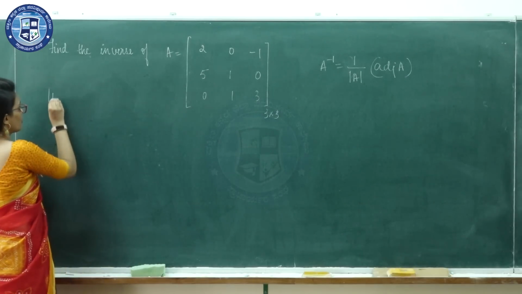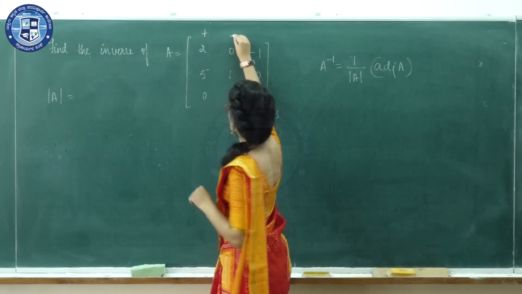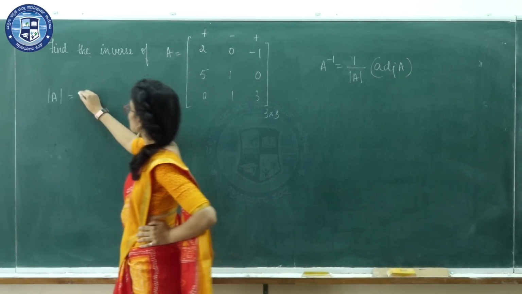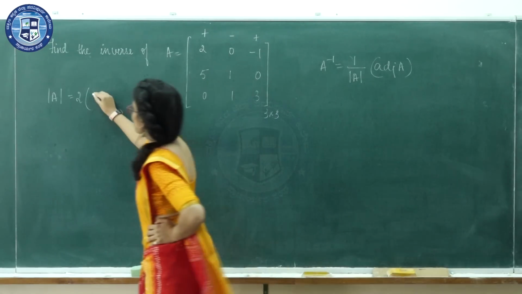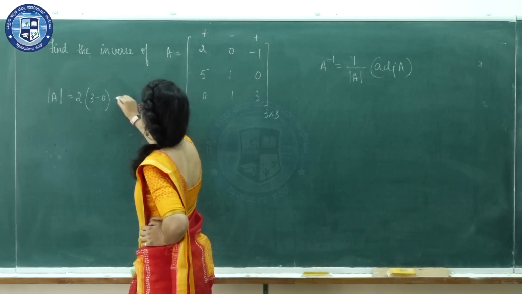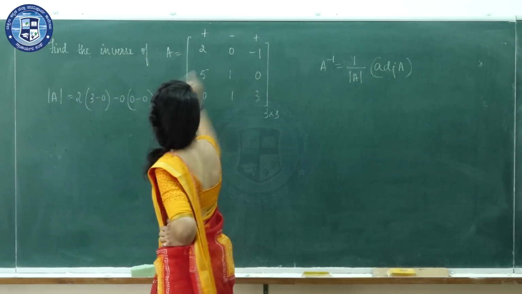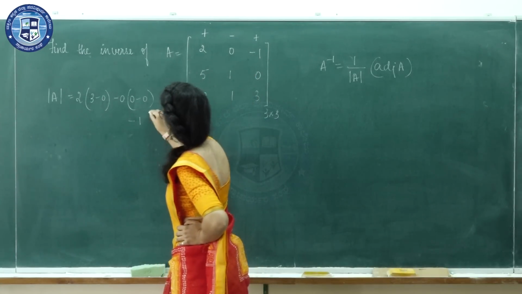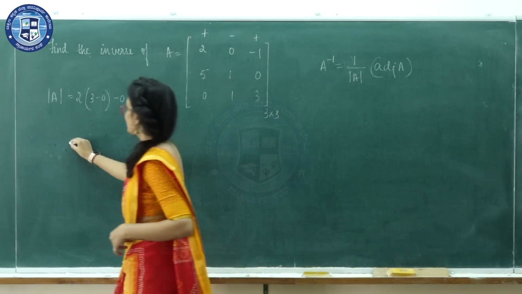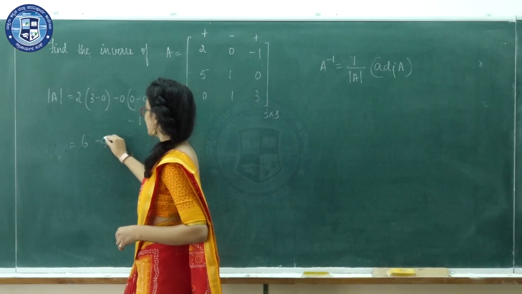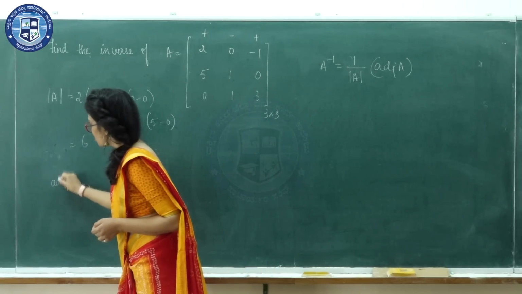So, determinant of A is equal to, we will assign the sign plus minus plus. That is equal to 2 into (3 minus 0), minus 0 into (0 minus 0), plus, minus into minus is minus, so minus 1 into (5 minus 0). So, we get 6 minus 5, answer is 1. Okay. Now, let us find the adjoint of A.